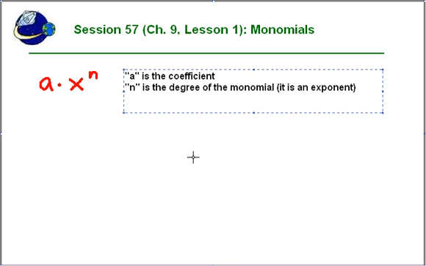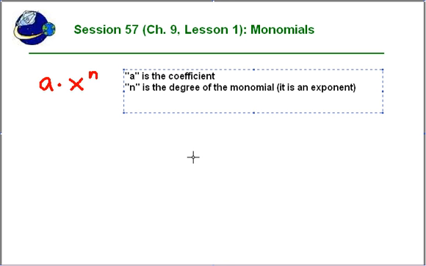In session 57 here and in the sessions following, we're going to be going over polynomials. Polynomials being some of the more advanced types of algebraic expressions. There are different kinds of polynomials. We're going to start with monomials here in this session.